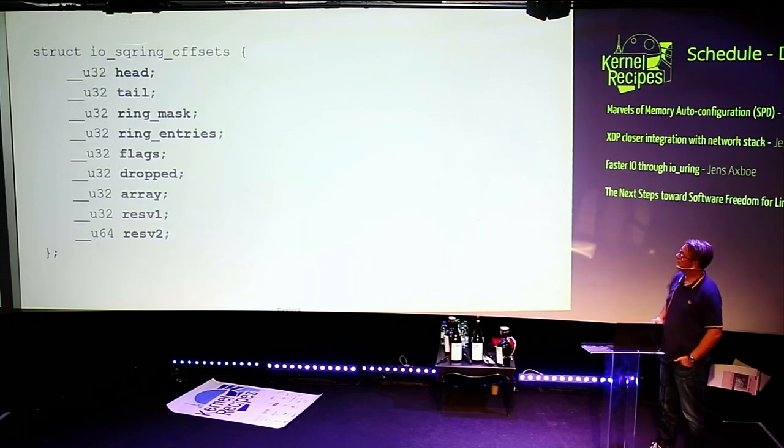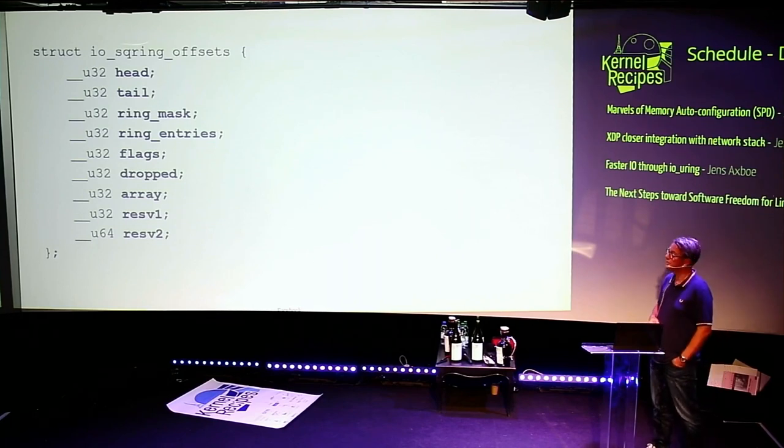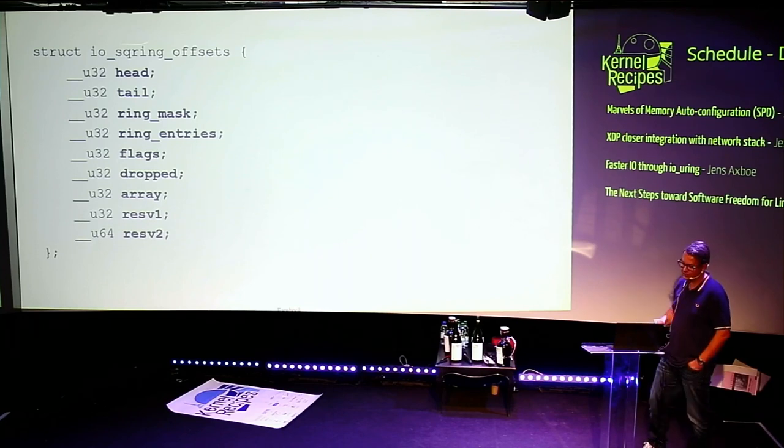If we look inside one of those, this is for the SQ ring. The kernel tells us the offsets for the individual elements in the submission queue ring: the head and the tail of the ring, which I think are self-explanatory, the ring mask and the ring entries, flags that the ring might want to tell you about, the number of entries that were dropped, and finally an array, which should be an array, but it's not, so there's a typo there. That holds the submission queue entry indexes that you wish to submit, and a couple of reserved fields for future use.